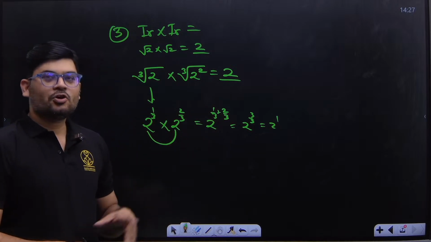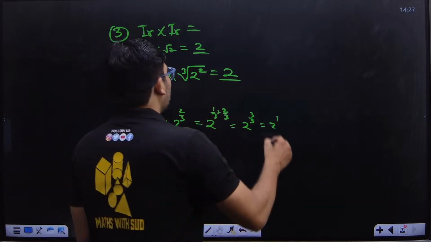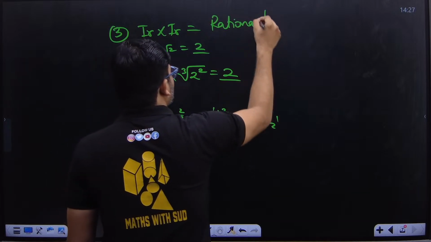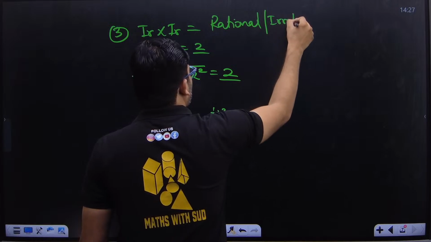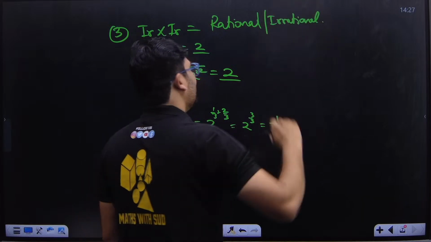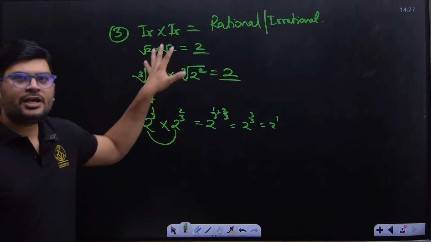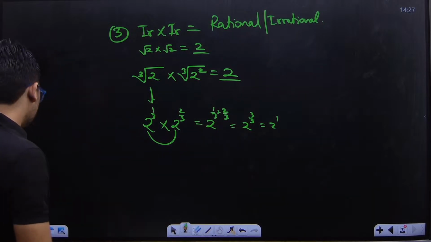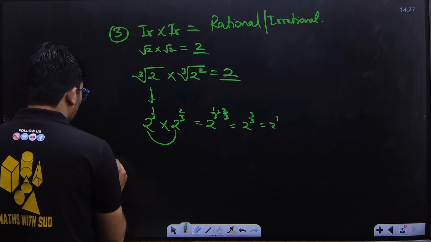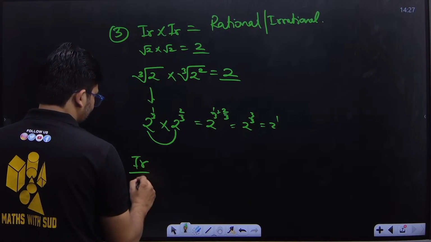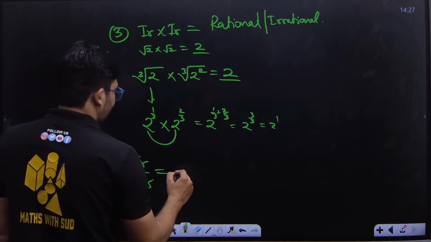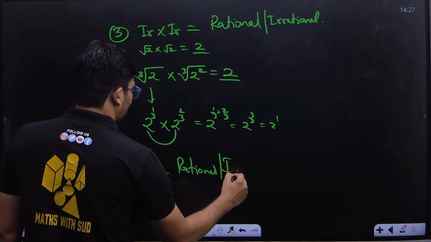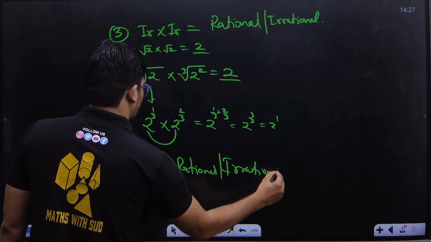So irrational into irrational can be rational, and can be irrational as well, depending upon what numbers you are multiplying. Irrational into irrational is either rational or irrational, both can happen. Again, whatever goes with the multiplication will also go with the division. So either you can get rational or irrational. Are you getting it?